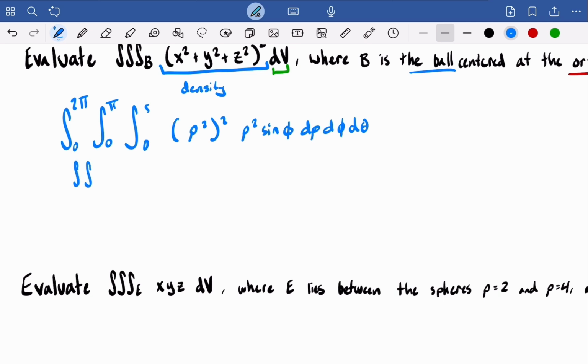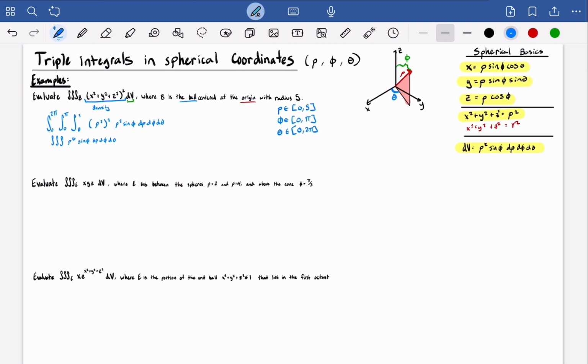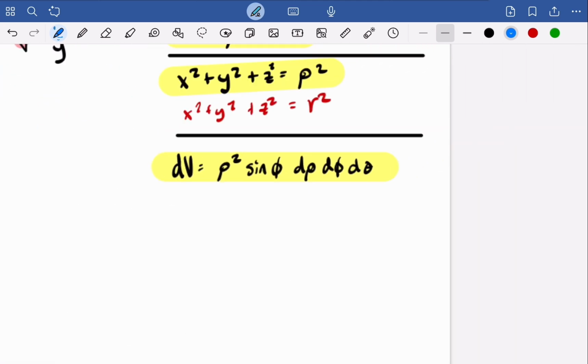So simplifying our integral, we have rho to the fourth, or wait, we have rho to the sixth of sine phi, and then d rho d phi d theta. Now, since there are not many restrictions on this problem as a whole, we're going to be able to separate integrals.